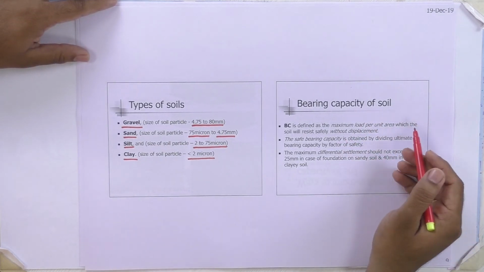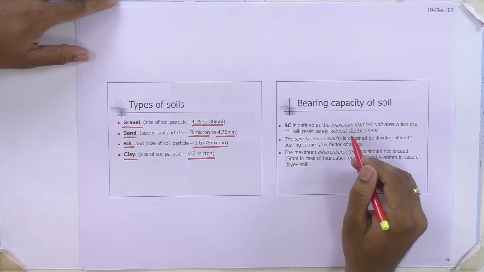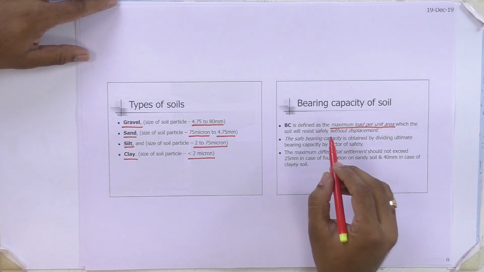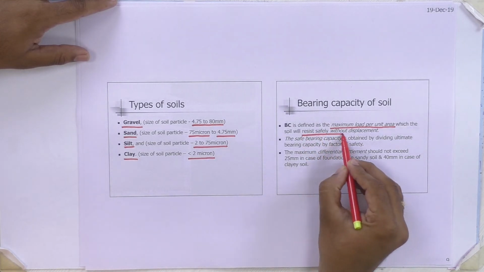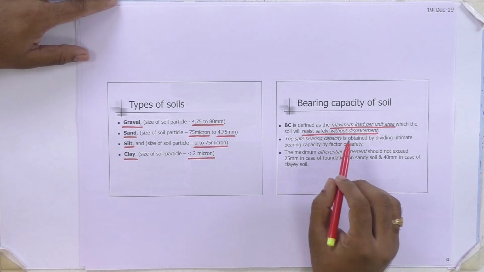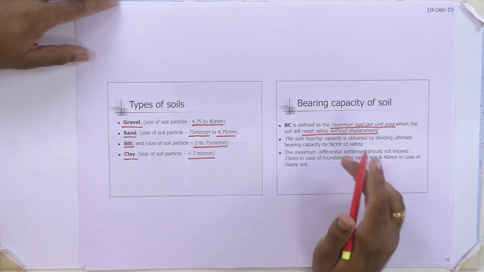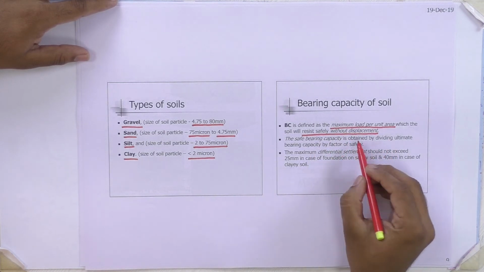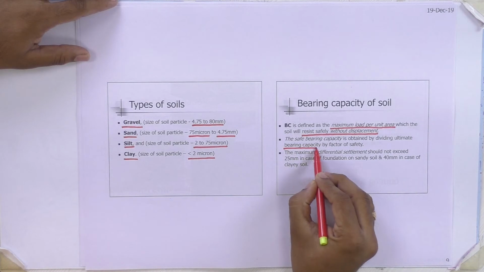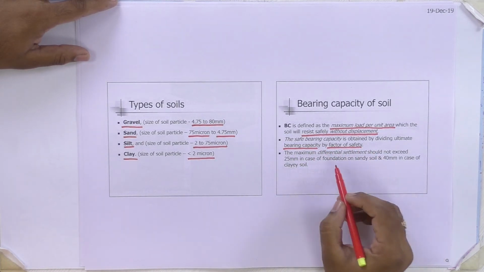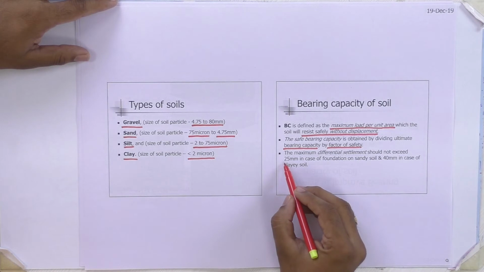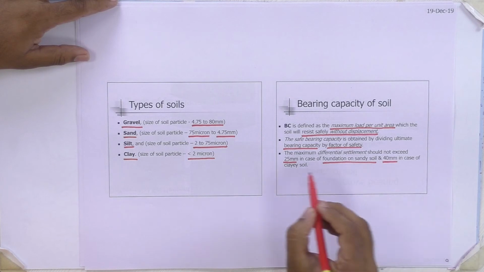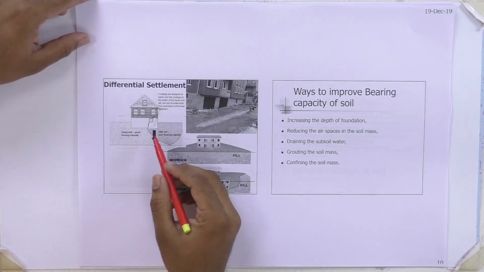What is meant by bearing capacity of soil? The bearing capacity of soil is defined as the maximum load per unit area which the soil will resist safely without any displacement. So for constructing a structure, we have to check the soil bearing capacity. The safe bearing capacity is obtained by dividing the ultimate bearing capacity by the factor of safety. The maximum differential settlement should not exceed 25 mm in case of foundation on sandy soil and 40 mm in case of clayey soil.